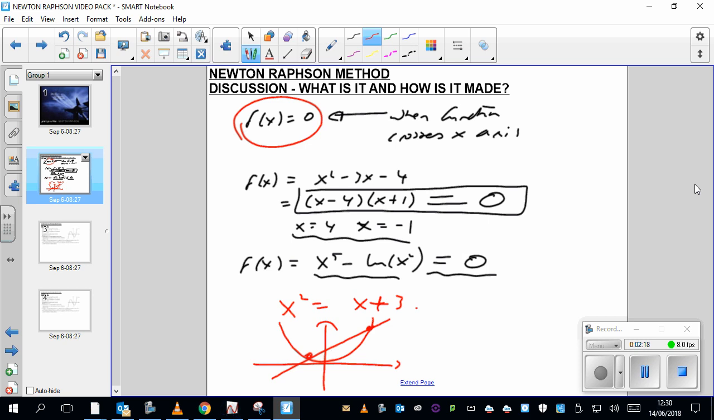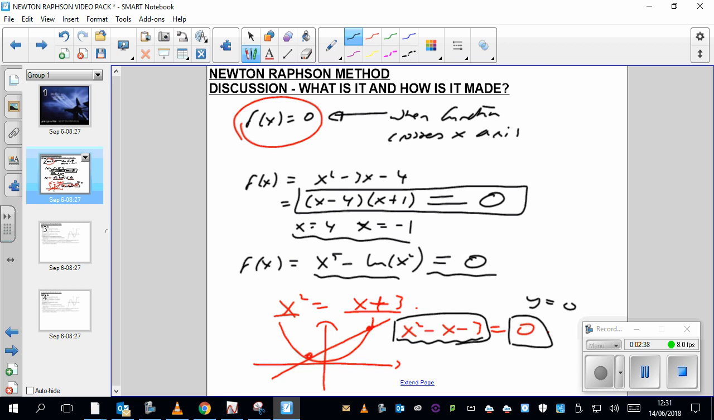So what we do is, you've got two separate functions here, remember? We bring it all over to the left and set it equal to 0. Can you see that you create a new function, and you're still doing simultaneous equations, but between y is 0, which is the x-axis, and your new function, okay? So every time we set something to 0, we're using simultaneous equations between y equals 0, which is the x-axis, and the function we're talking about.